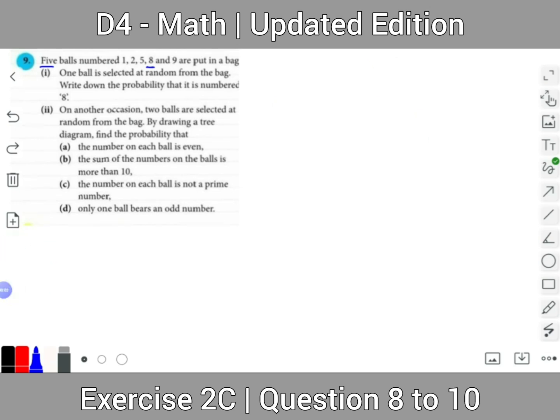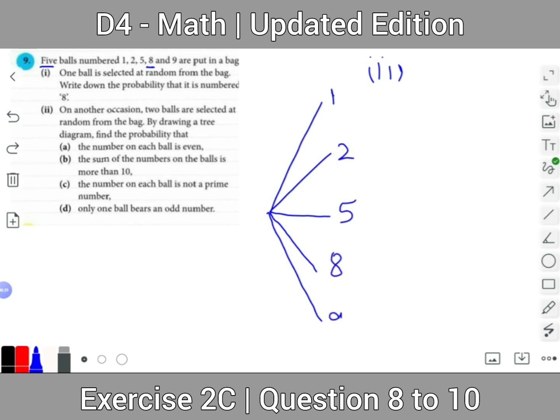Now in part 2, on another occasion, 2 balls are selected at random from the bag. By drawing a tree diagram, find the probability that, in part A, the number on each ball is even. So first we have to draw the tree diagram. Since we have 5 numbered balls, and the numbers are 1, 2, 5, 8 and 9. Now this is for the first ball.